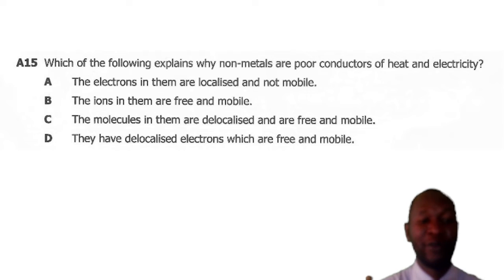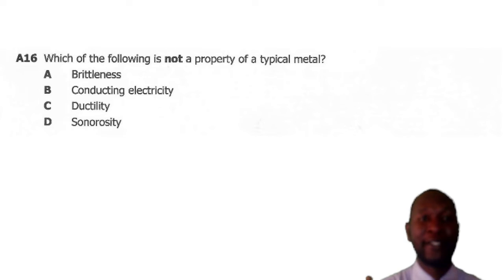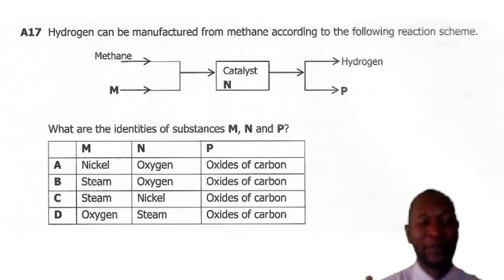A15. Which of the following explains why nonmetals are poor conductors of heat and electricity? The correct answer here is A. The electrons in them are localized and not mobile. So hence they cannot conduct electricity. A16. Which of the following is not a property of a typical metal? The correct answer here is A. Brittleness. So breaking easily is not a property of a typical metal.